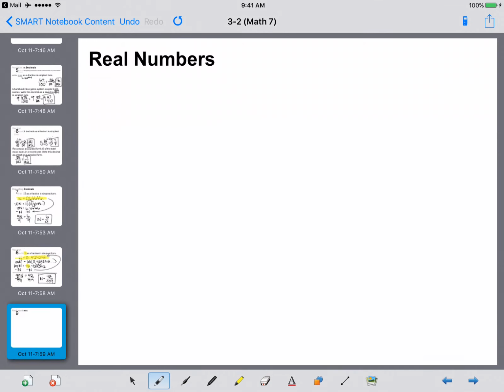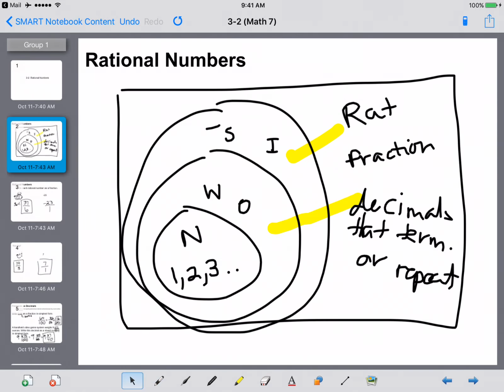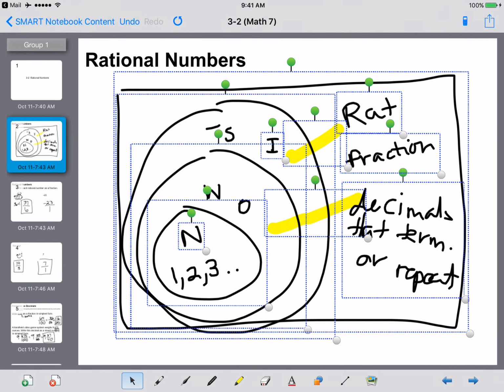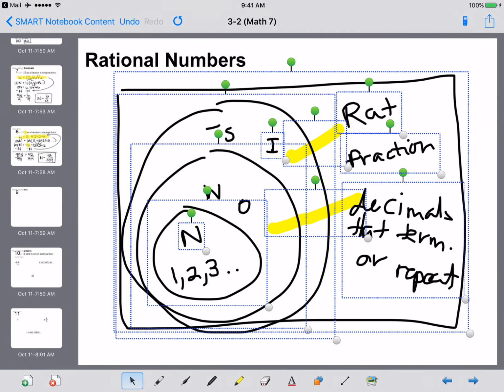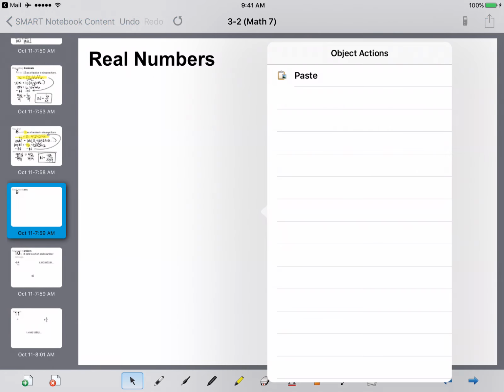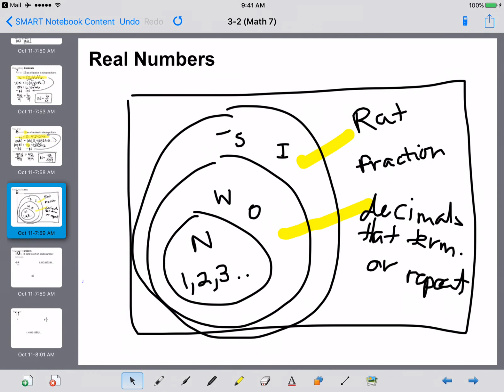So real numbers, once again, I'm just going to come up here and steal this. This is something that you're going to need to know for a very long time. So if you're confused, I can come give you a crash course on this as well, because it's just something that you're going to need to know forever and reference back to.